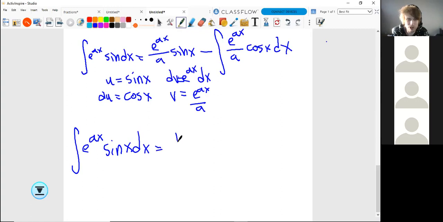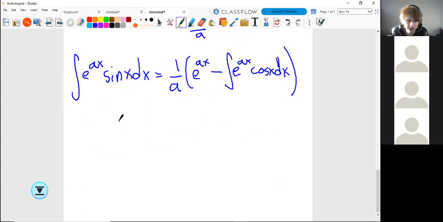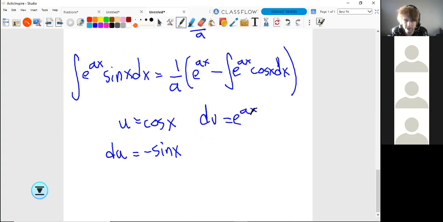A normal person would reach this point and throw their hands up because they have been handed the same thing. They would say integration by parts has abandoned me. But nope, you just have to have patience and do it twice. So I'm going to pull that one over a out, and then we're going to say that u is equal to cosine of x, so du is equal to minus sine of x, and dv is equal to e to the ax dx, so v is equal to e to the ax divided by a.